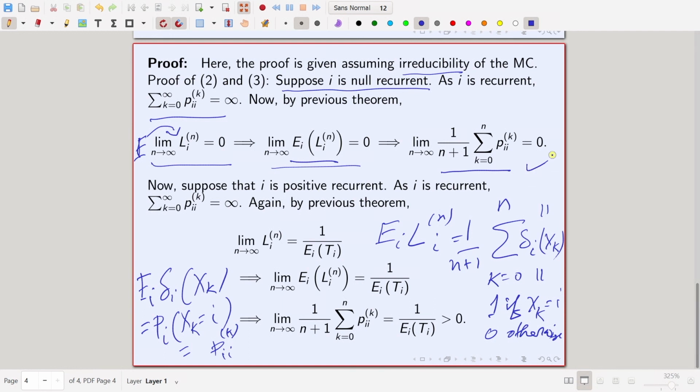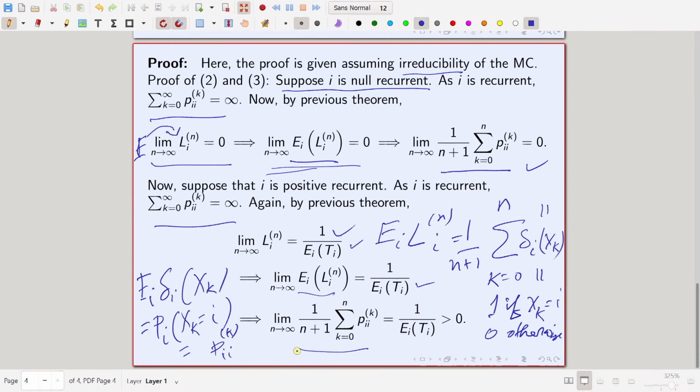Now suppose that i is positive recurrent. For null recurrent we have shown that this has to be 0. Now suppose that i is positive recurrent; again as i is recurrent this thing is true. By the previous theorem we know that if i is positive recurrent then it converges to 1 over E_i of T_i. Again I take expectation on both sides, and again expectation can be pushed inside the limit. Remember this is a constant, so the expectation of a constant is just that. So the limit as n goes to infinity of E_i of L_in is equal to this, but as I explained just now, this expectation is equal to this.